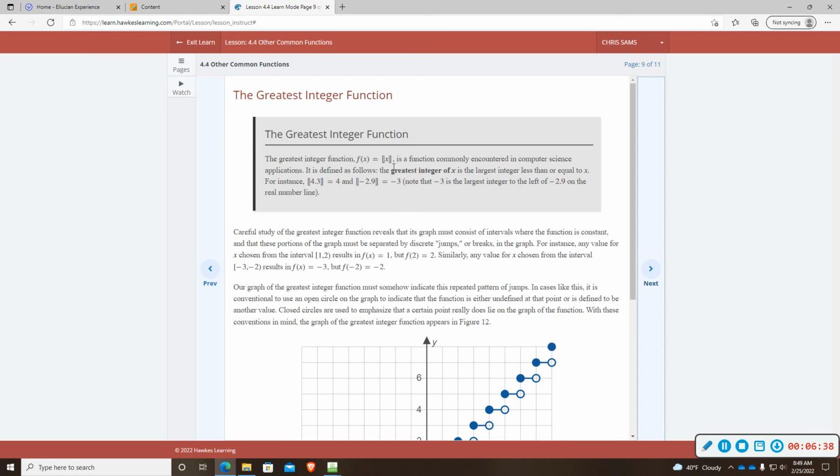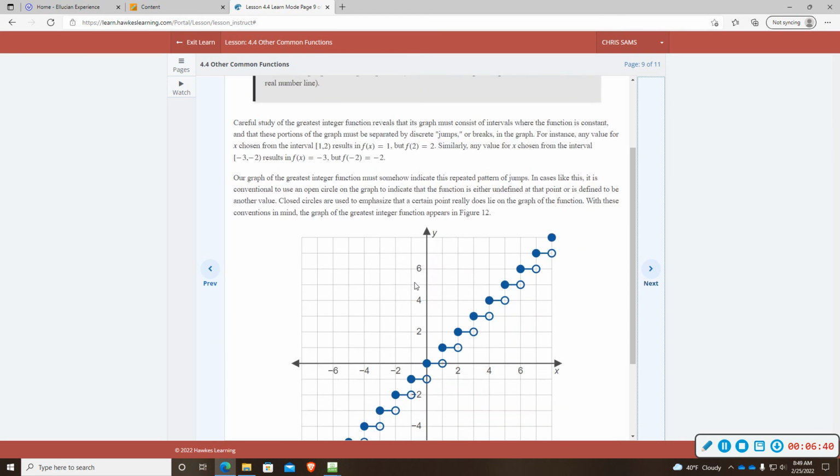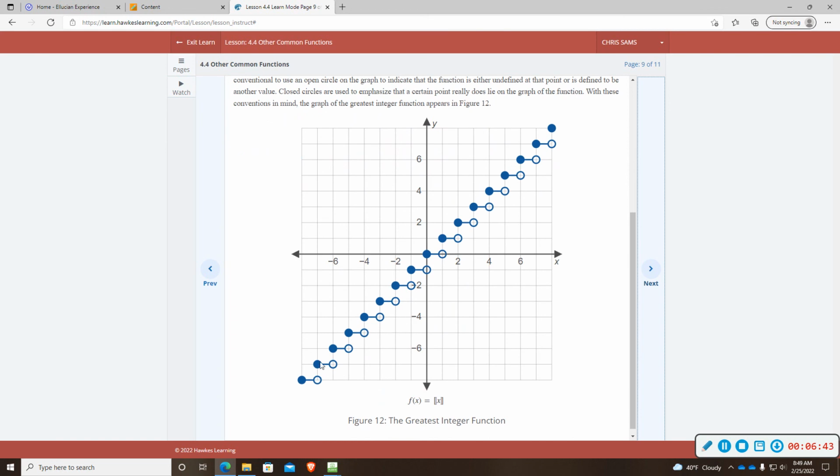The greatest integer function, which they also call a step function, looks like it just jumps. It's picking the greatest integer in a lineup. So of these numbers, the biggest whole number is 4. So 4.1, the whole number is 4. That's the biggest whole number out of that range. So from 4.1 to 4.9999999, the whole number is 4. So it all just stays on 4. And then when you get to 5, it jumps. And it does that for every line.